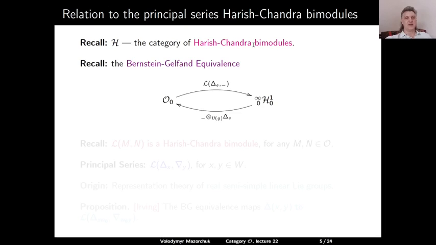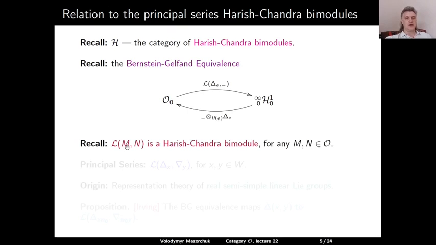And we also have the Bernstein-Gelfand equivalence between the principal block O0 and the category H^1_0 infinity. This is a certain subcategory of Harish-Chandra bimodules. And this equivalence is given by taking the ad-finite homomorphisms from delta e to blank. This goes from O0 to Harish-Chandra bimodules. And the functor back is just tensoring over U(g) with the dominant Verma module delta e.